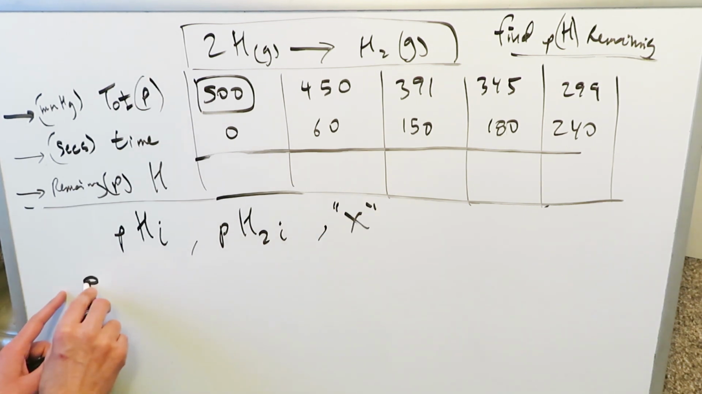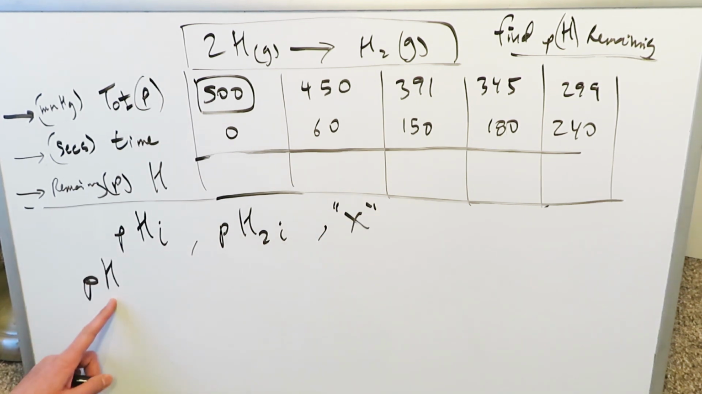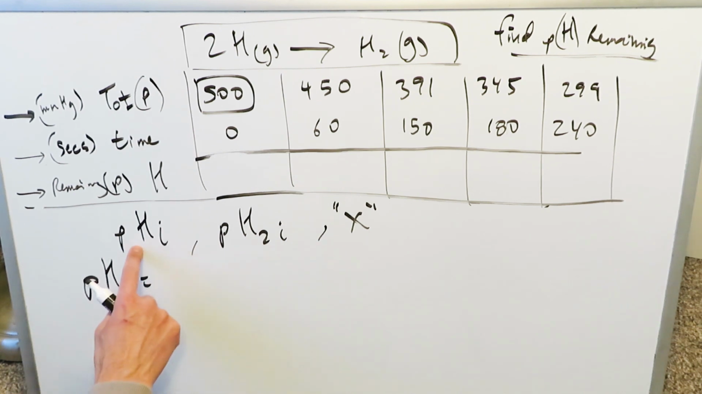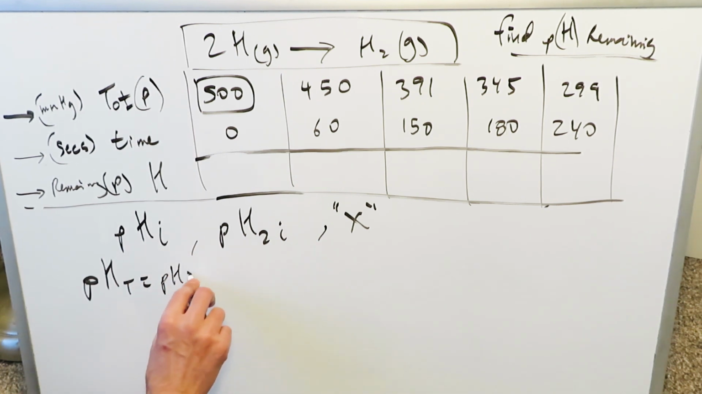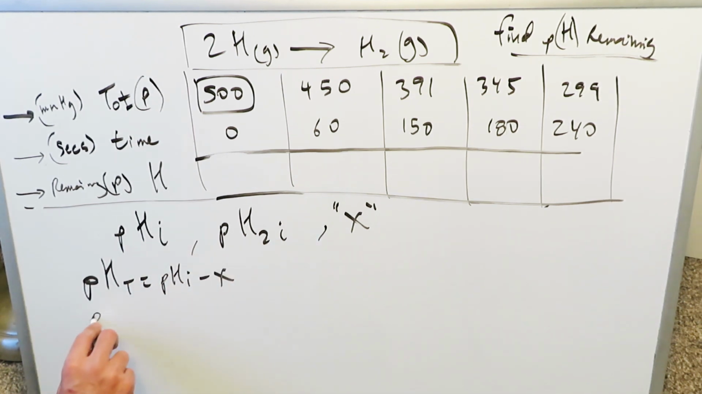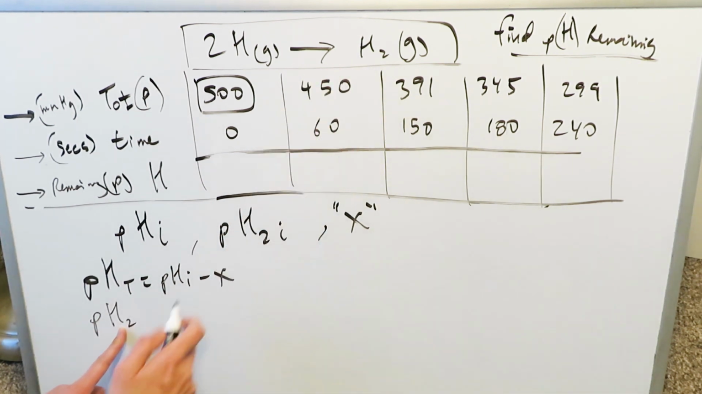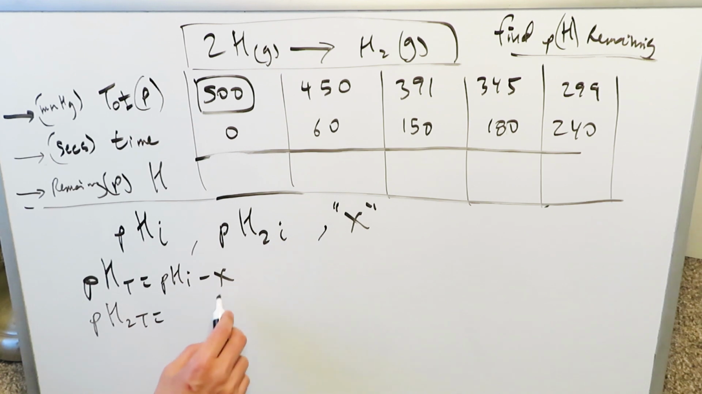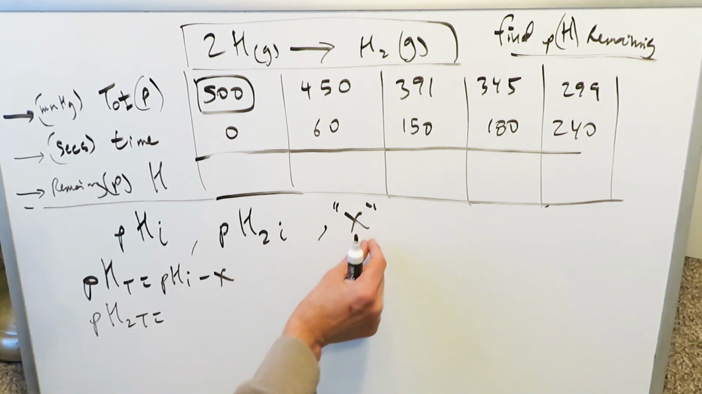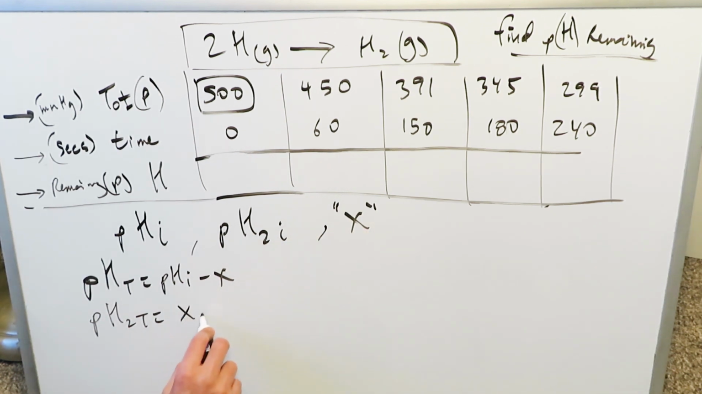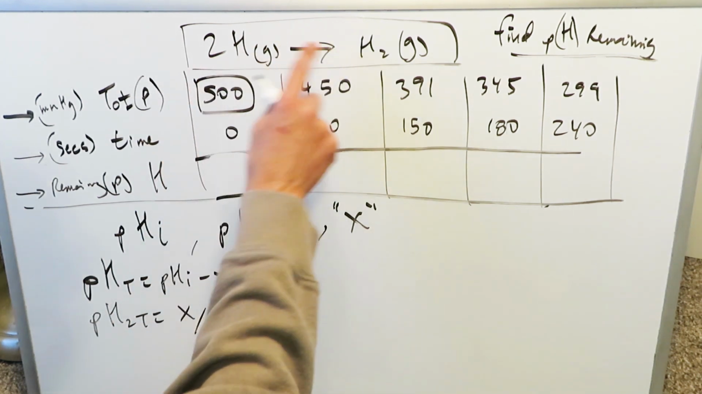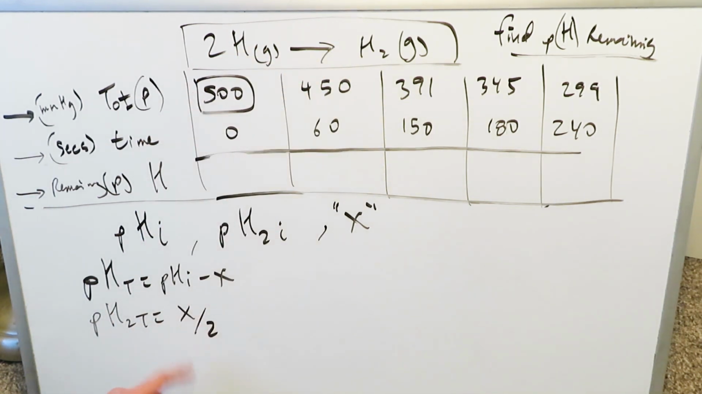Your partial pressure of your reactant at a given time is always equal to what was initially present minus X. Your partial pressure of your product, your molecular product or your diatomic product at a given time is always equal to what? It's equal to the amount of the reactant decreased by over 2. Why am I doing over 2? Because look at the coefficients, 2 to 1. 2 of these give you 1 of that, over 2.